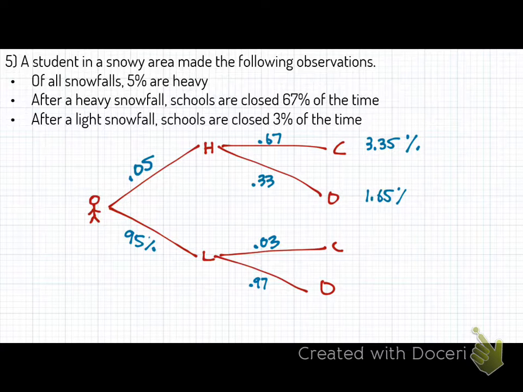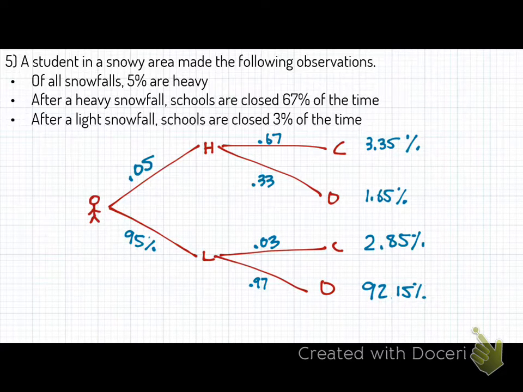What's the probability of school closing after a light snow? 3.05. Right, 2.85%. Okay, good. What's the probability of a school staying open if it's light snow? You're just multiplying. What is it? 92.1. Okay, 92.15%, right?